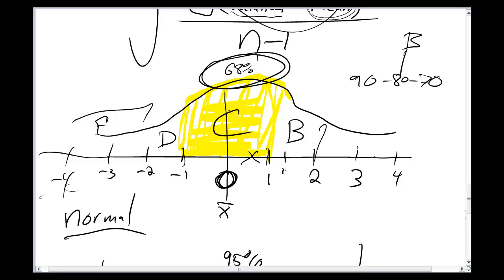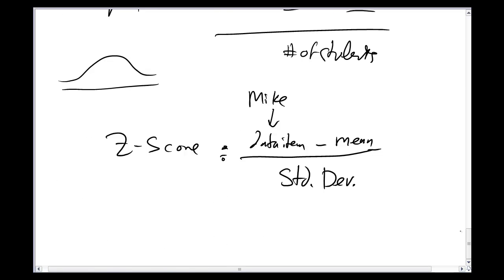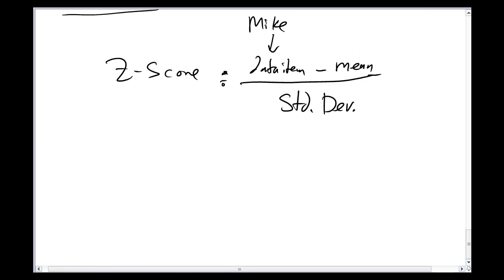If Mike had a 1.3, that would tell me he's outside this 1 section and he's in the B territory. Again, that would be if I was doing a normal curve. Other things that are done with standard deviations: IQ scores.